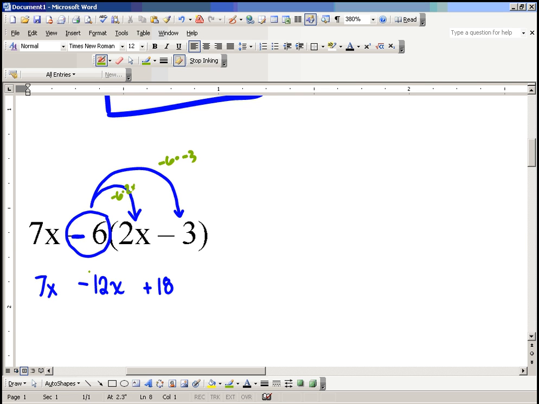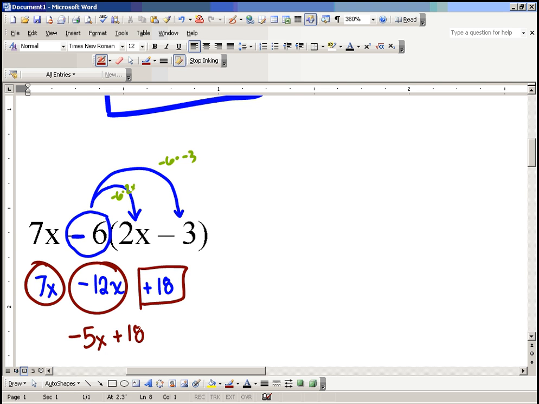Now, I do not have any more parentheses, therefore I go back to our old combining like terms, which is circle, circle, and then I box. The two things I need to circle are there, 7x and then -12x, so we know that that's going to give us -5x, and then there's no other box, so therefore I just copy that down. This is the simplified form.